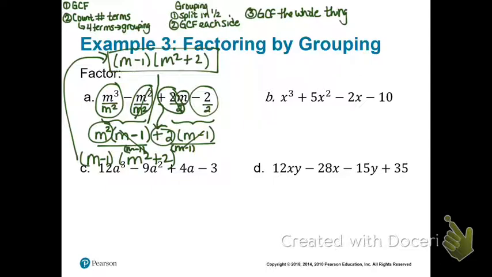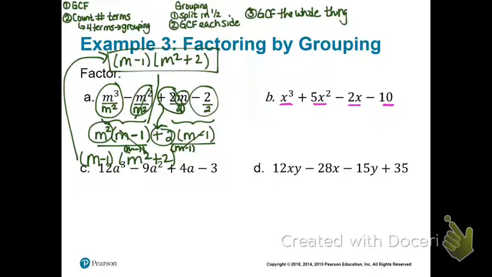So let's try B. For B, look for step 1, greatest common factor. X cubed, x squared, x, but this one doesn't have an x, right? So there is no greatest common factor. Step 2, count the number of terms. We can see by my underlining there are 4 terms. So 4 terms, can we factor by grouping?